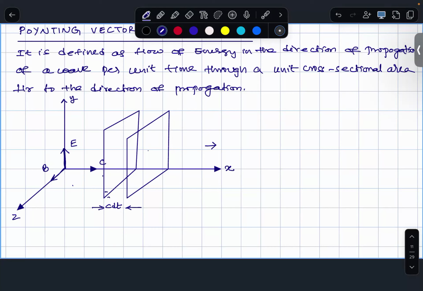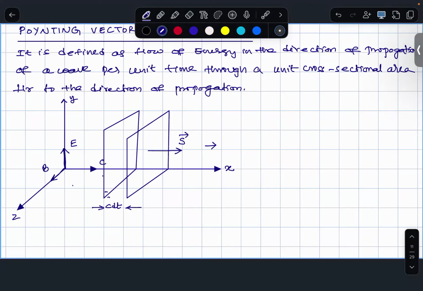Now, this is how energy is propagating, and I am now defining S bar like that. Because I told you very clearly, S bar is a vector in the direction of propagation of light. And what is the magnitude of S bar? Energy per unit time per unit area, normally to the surface, right?